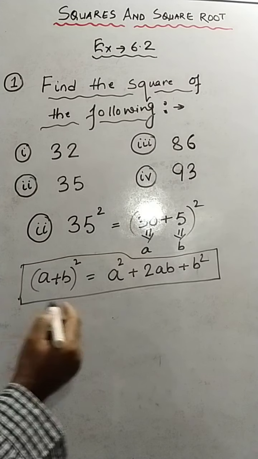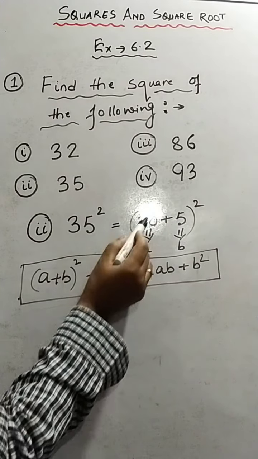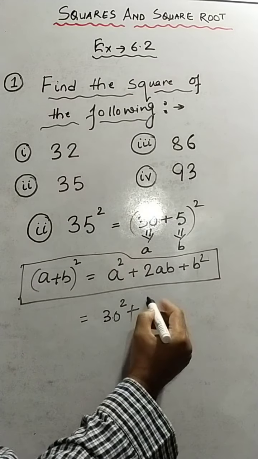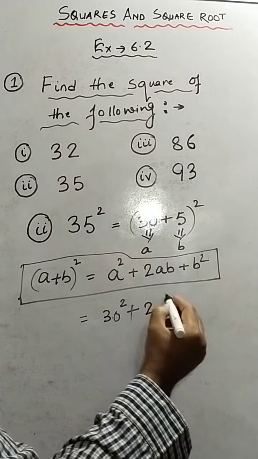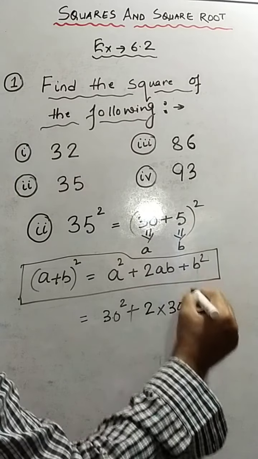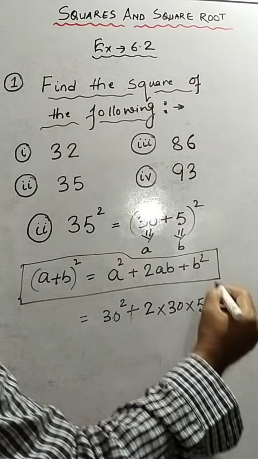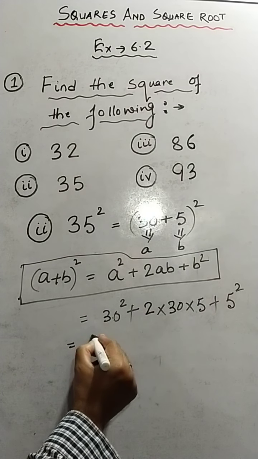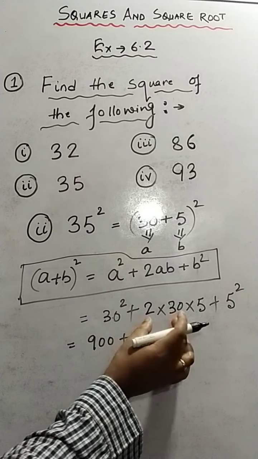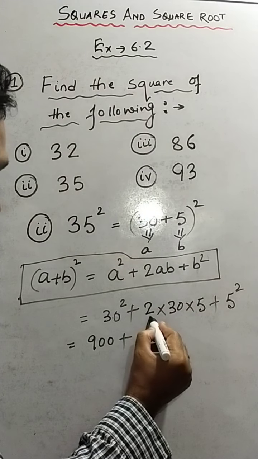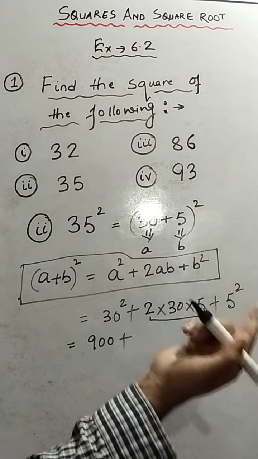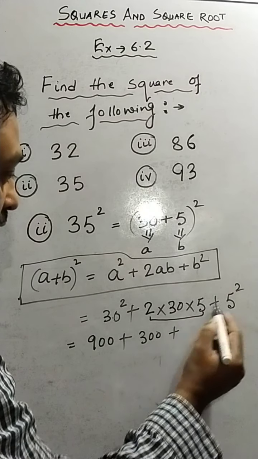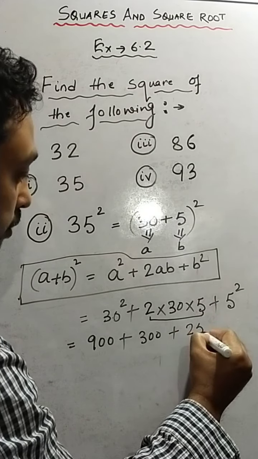Now let's open this 35 square. What is there in place of a? 30. So we'll write 30 square plus 2 into 30 into 5 plus b square, that means 5 square. Now, what is 30 square? It would be again 900. What is 2 into 30 into 5? We'll multiply 2 into 5 is 10, 10 into 30 is 300. And 5 square means 5 into 5, so the product would be 25.